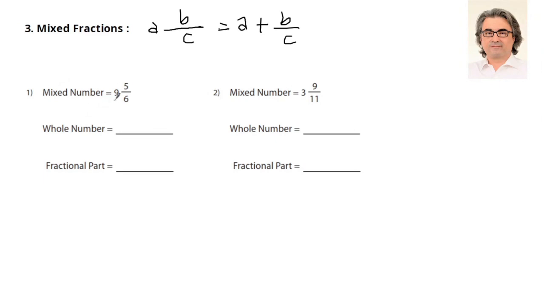So what about the questions? Our mixed number is 9 and 5 over 6. The whole number of this mixed number is 9 and the fractional part of this number is 5 over 6. What about the second one? 3 and 9 over 11. The whole number of this mixed fraction is 3. The fractional part of this fraction is 9 over 11. Well, now A is the whole number, B over C is the fractional part of the mixed fraction.